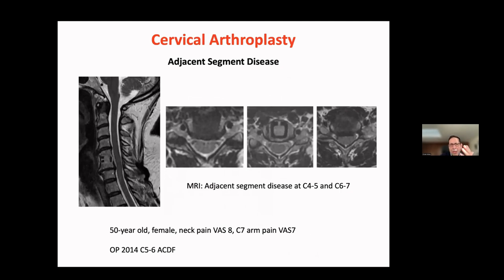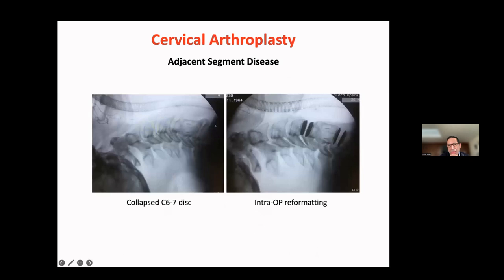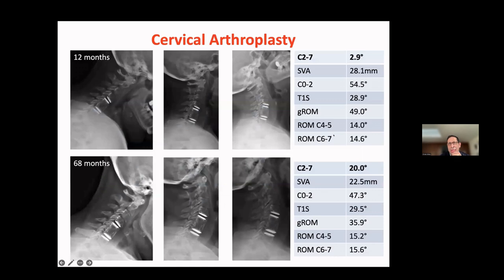This is one of our cases, an ACDF done in 2014, adjacent segment disease. You see this disc was completely collapsed. During the surgery, we were able to reform the disc and insert an arthroplasty. And this is the result at 68 months follow-up.